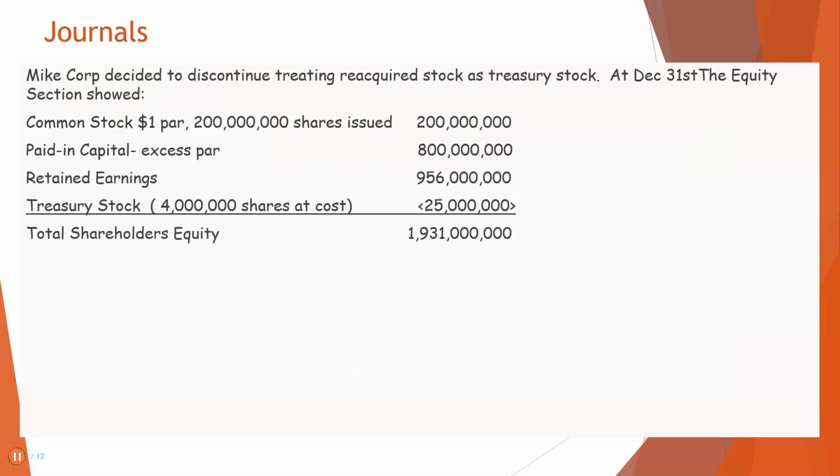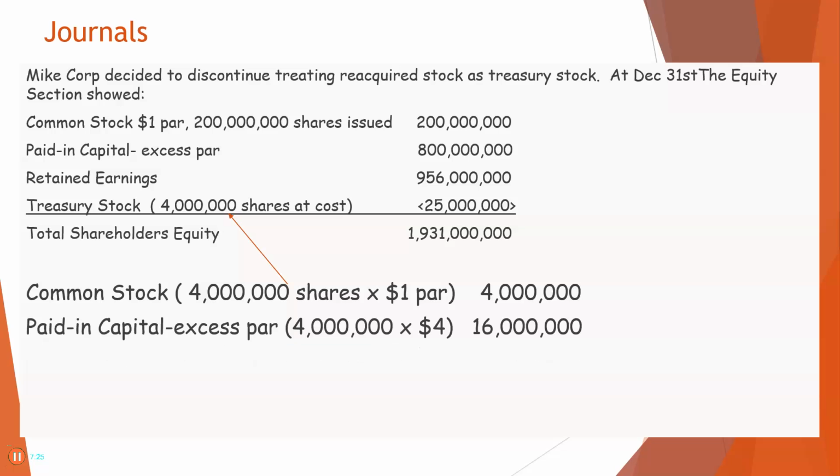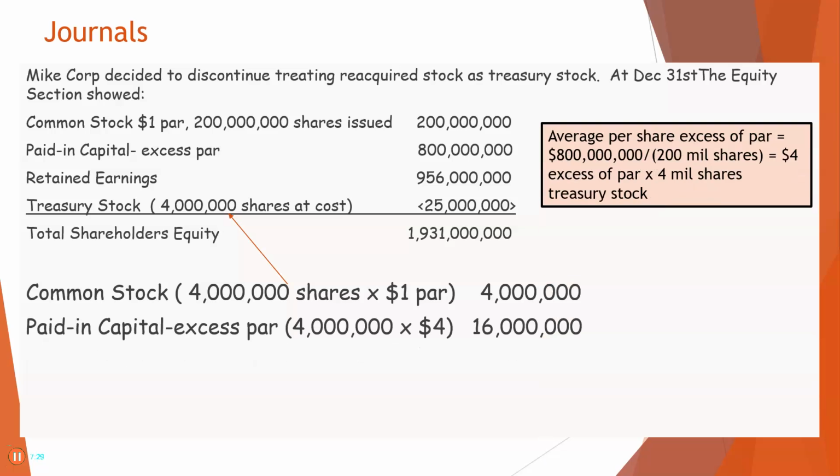So this is what we look like right now. So what we have to do first is we have to debit common stock, 4 million shares times $1. Paid in capital in excess of par. Well, how did we get that? What we do is we come up with the average for the paid in capital excess of par by taking the 800 million and dividing by our 200 million shares. And so we get $4.